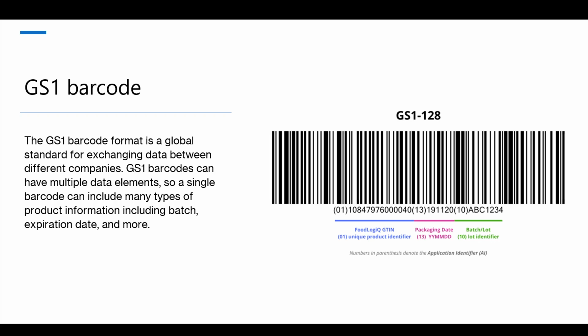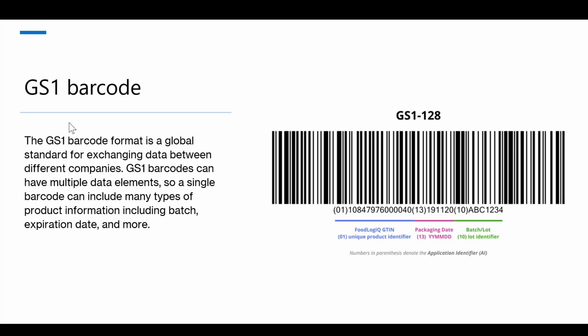Now let's move to the second feature, the GS1 barcode. If this is your first time dealing with the GS1 barcode, let's define it first. The GS1 barcode format is a global standard for exchanging data between companies. A GS1 barcode can have multiple data elements, so a single barcode can include many types of product information like the quantity, GTIN, batch information, manufacturing date, expiration date, and so on.